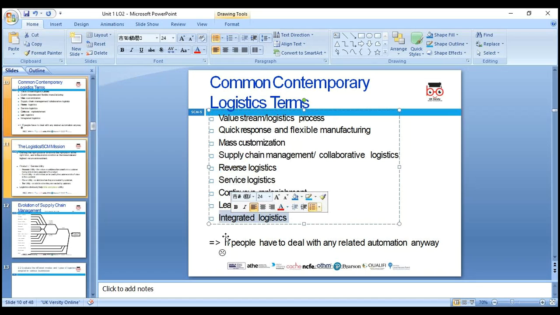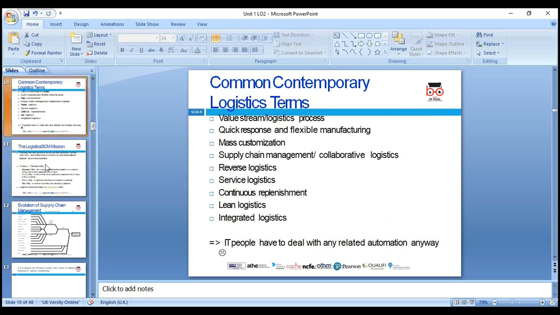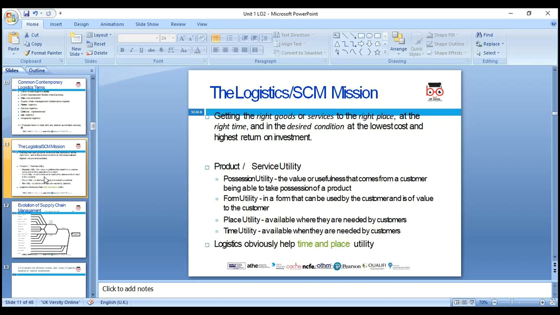We discussed lean. Integrated: IT people have to deal with any related automations. That's integration between systems. Your sales department should be integrated with the logistic department, because if they have a demand but we don't have a supply, what will happen? There will be a shortfall. So there should be good coordination between systems.